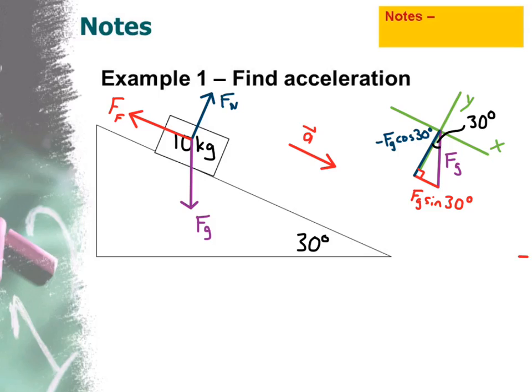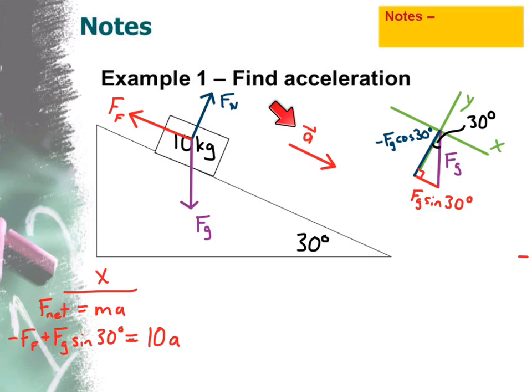Okay, so let's go ahead and write force equals mass times acceleration. It's Newton's second law for the x direction. And when I do that, for F net, I have negative F sub f, because it's in the negative x direction, plus F sub g sine of 30 degrees. And that is going to equal 10, which is the mass, times the acceleration.